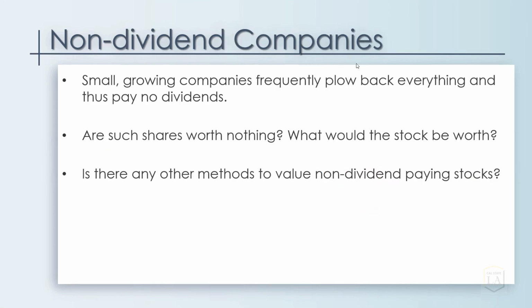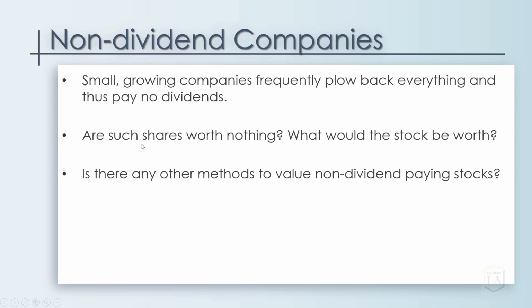So we have been learning the dividend discount model using dividends as the cash flows for stock valuation. But the one thing to note here is not all companies pay dividends. There are going to be some companies such as small growth companies who would frequently plow back everything and pay no dividend. So for them, the plowback ratio b would be equal to 1 and the dividend payout ratio would be 0. If that were the case, there are no dividends to use for stock valuation.